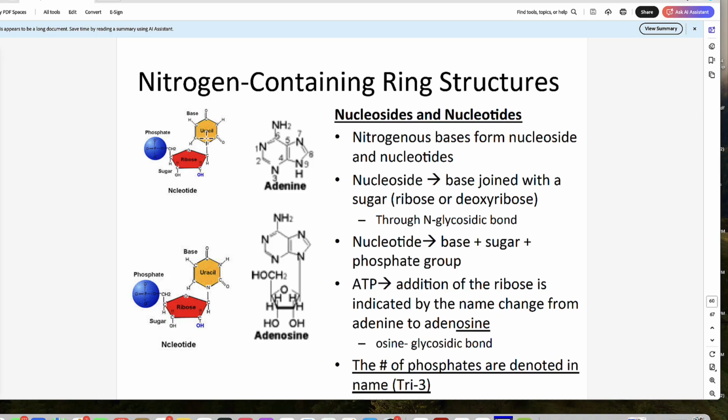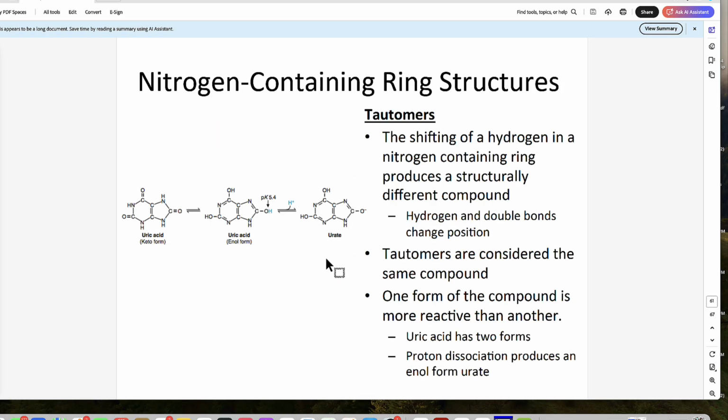ATP, which has adenosine in it, has the addition of the ribose and is indicated in the name change. It has a glycosidic bond present. So you see here, glucose. The number of phosphates are denoted in the name, tri. Nucleotide triphosphate. So there are three phosphates attached.